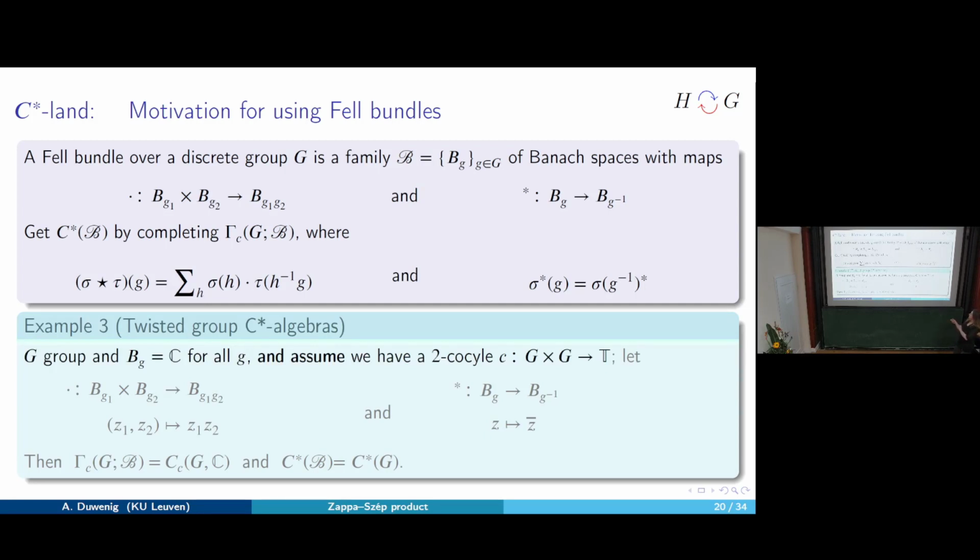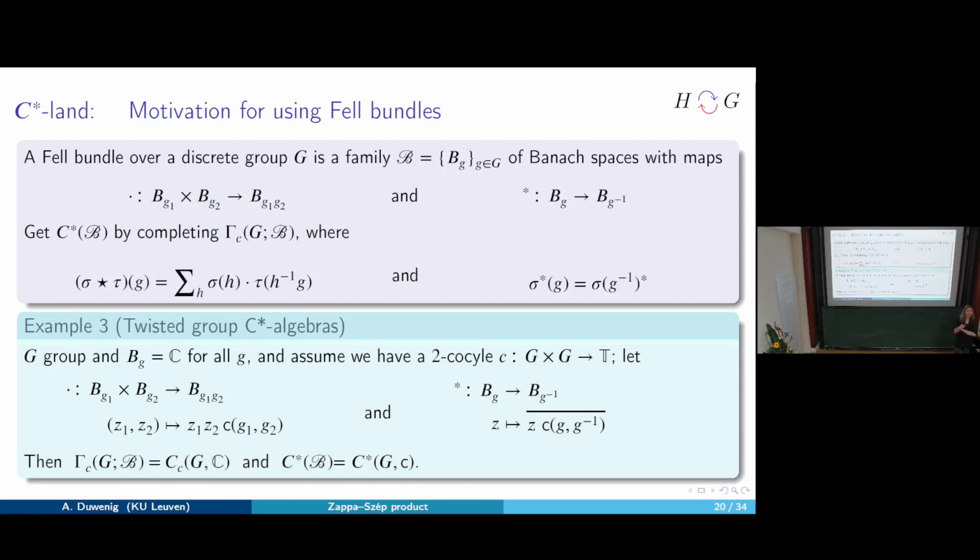This time I assume that I also have a 2-cocycle. So this is a map from G times G to the circle that satisfies a nice 2-cocycle condition. Now my multiplication has to become a little more interesting. Instead of just multiplying complex numbers, I actually also multiply by the cocycle that picks up over which fibers I was in. And likewise, my involution also picks up the cocycle, like so. And if you give your bundle of complex numbers this multiplication and this involution, you get the twisted group C-star algebra.